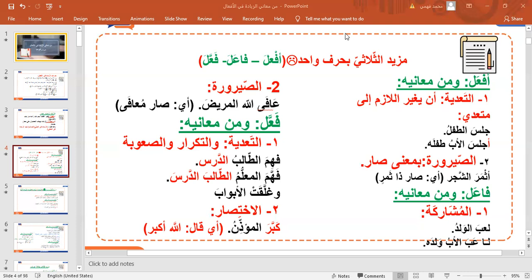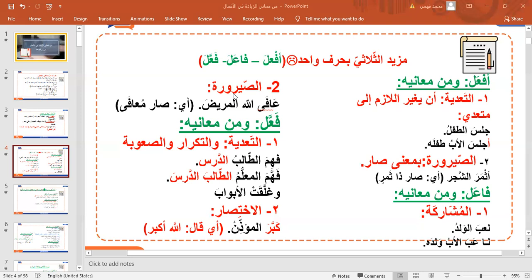Fa'ala, this has two meanings also. The first is ta'diyya. Again, we're increasing the number of maf'ul bihis. So fahama al-tullab al-darsa. If we were to change that to fahama al-muallimu al-talib al-darsa, this has a few different meanings. It tells us that the teacher has had to repeatedly explain something in order for the students to understand. And it also increases the number of maf'ul bihis in the sentence.